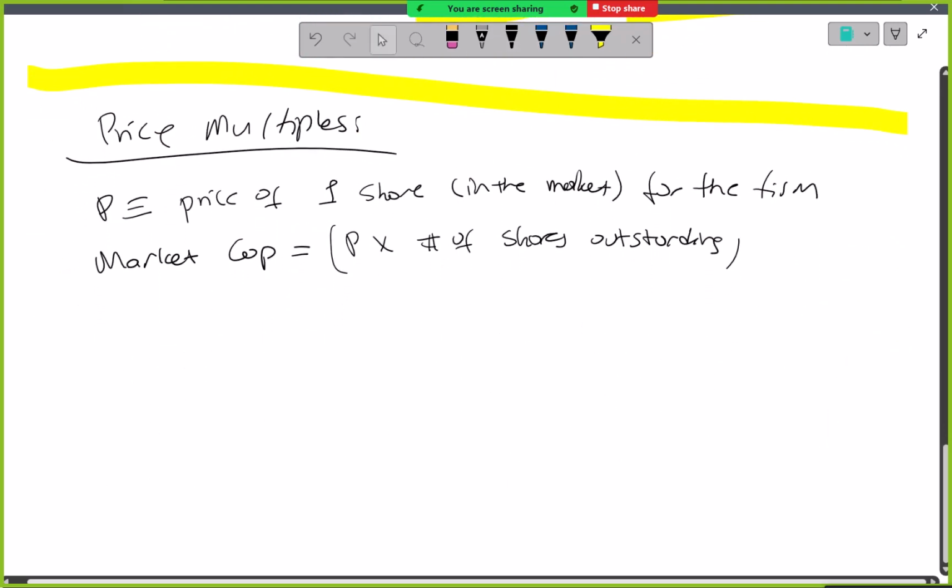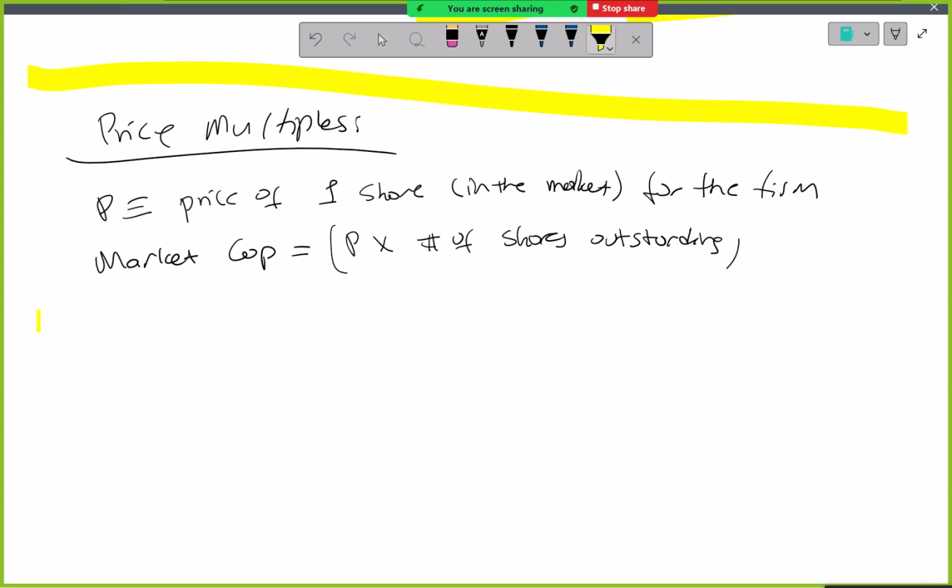You can calculate price multiple either in per share terms or in market cap terms. For example, if I wanted to calculate a price to sales ratio and I didn't have access to individual sales per share, I'll take the market cap, I divide it by the total revenue of the firm. Or if I have access to per share terms, I take the price of one stock divided by sales per share. So depending upon what information you have, they're equivalent.